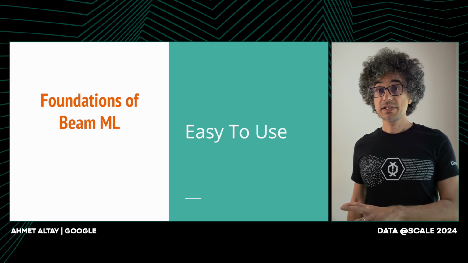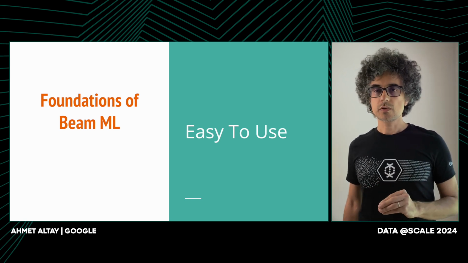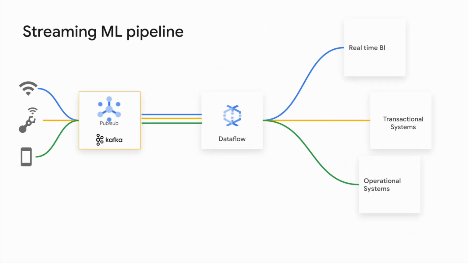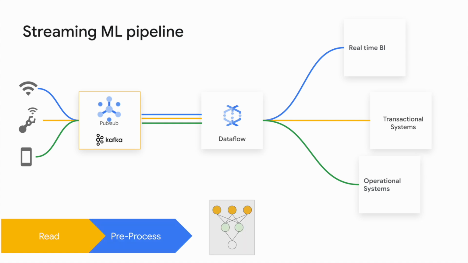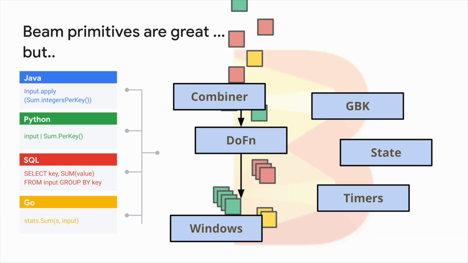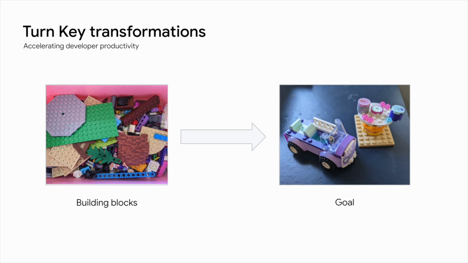Let's look at foundations in a deeper way. BeamML is easy to use. So this is a typical streaming ML pipeline. In a streaming ML pipeline, an ML practitioner wants to read data, process this data, run inference on this data, post-process it, and pass the information into downstream systems for activation. And each of these pieces might become a complex software by itself. Beam offers a number of great primitives to address this. However, for an ML practitioner, this might look like the Lego blocks on the left, while they are trying to create this Lego car on the right.